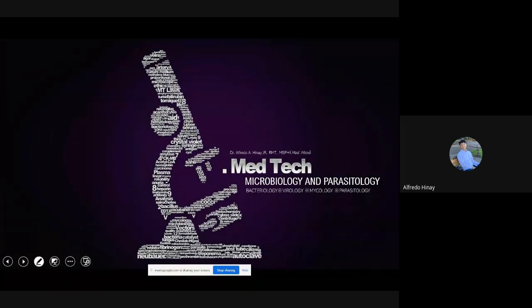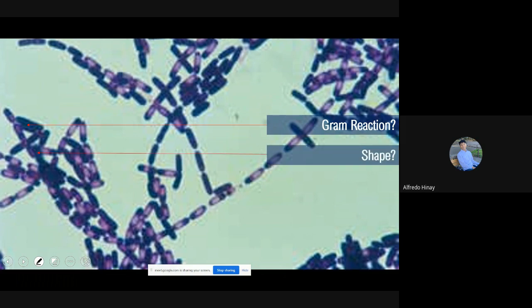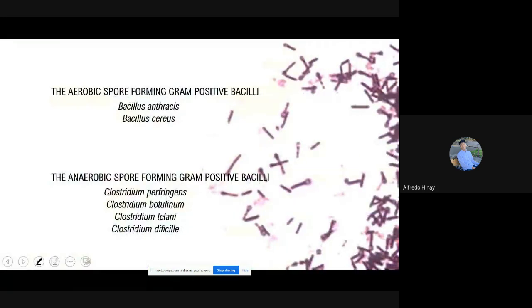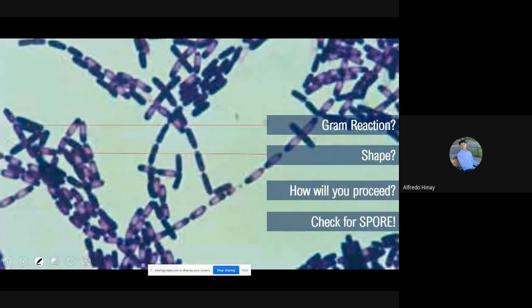So now let's move to the last part of your gram-positive, which is your spore-forming gram-positive bacilli. Okay, if you can observe on the picture, the gram reaction is still gram-positive. The shape is bacilli. Then how will you observe? Of course, check for the spore. And then next, how will you proceed again? You will check the oxygen requirement naman, class. Diba? Kasi kanina hanggang check the spore lang tayo.